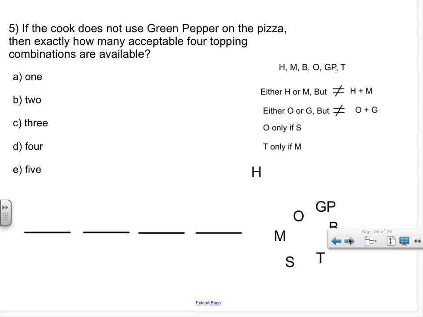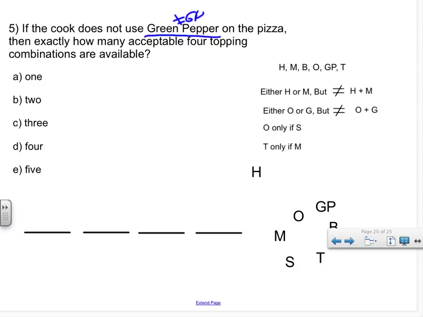Please take a moment to read through question 5. Press pause, and when you are ready to continue, press play. We will continue. 5 reads as follows. If the cook does not use green pepper on the pizza, let's underline that, can't equal GP, then exactly how many acceptable 4 topping combinations are available?